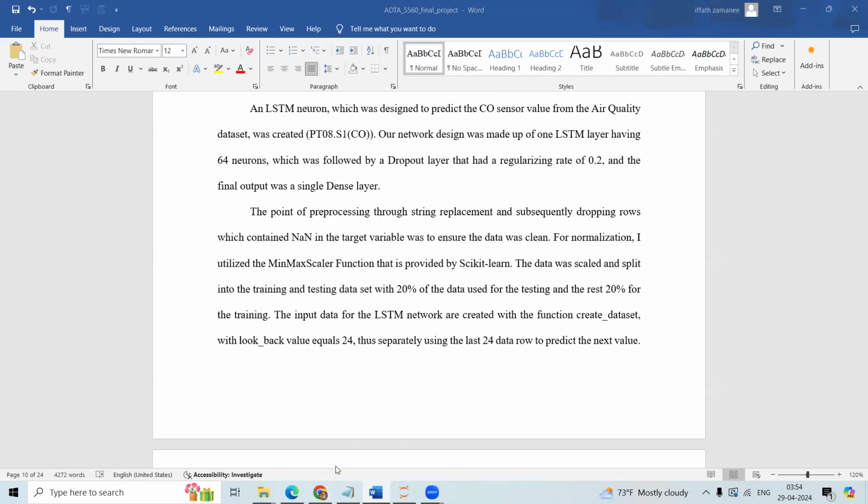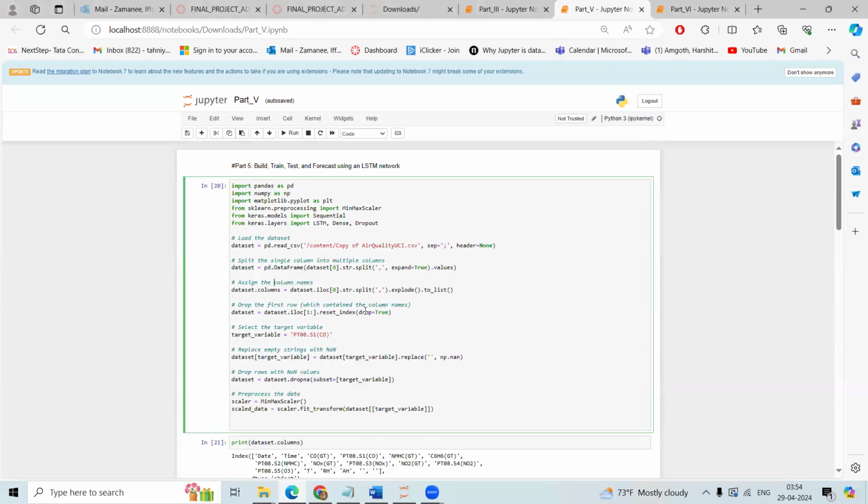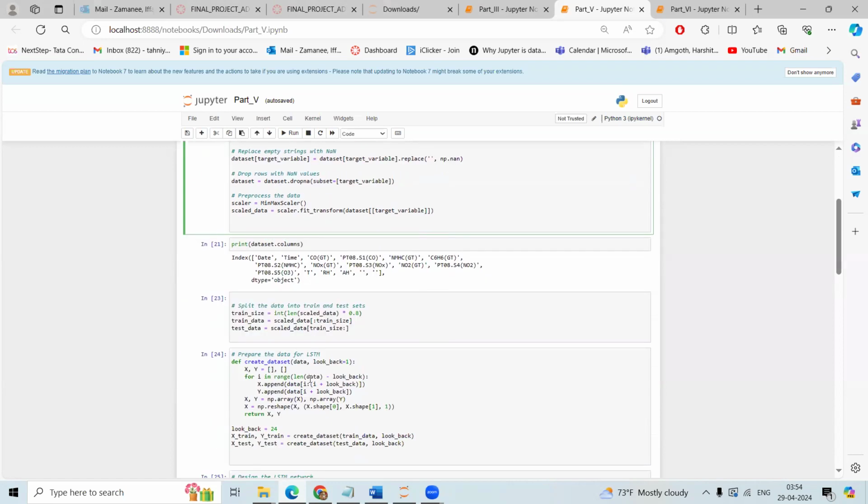So coming to the coding part, this is the coding part of our part 5. Here in step 1, we first uploaded the dataset and did the data cleaning process by splitting the single column into multiple columns, assigning the column names, dropping the first row which contained the column names, selecting the target variable, replacing empty strings with NaN, dropping rows with NaN values, and processing the data. This is the data cleaning process, and these are our attributes.